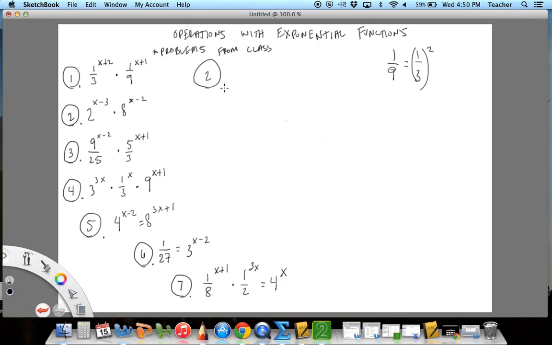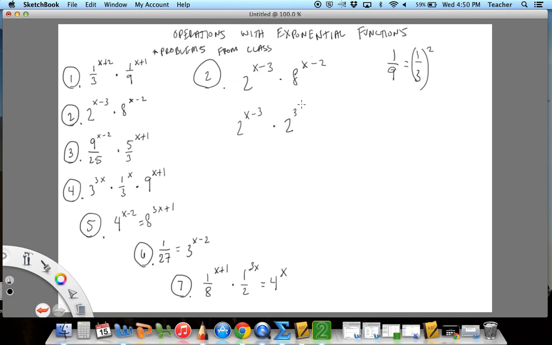So number 2, we have 2^(x-3) times 8^(x-2). Again, let's manipulate the 8 so that it becomes a base of 2. So we would have 2^(x-3) times... what's another way to write 8? Well, 8 can be written as 2 to the third.